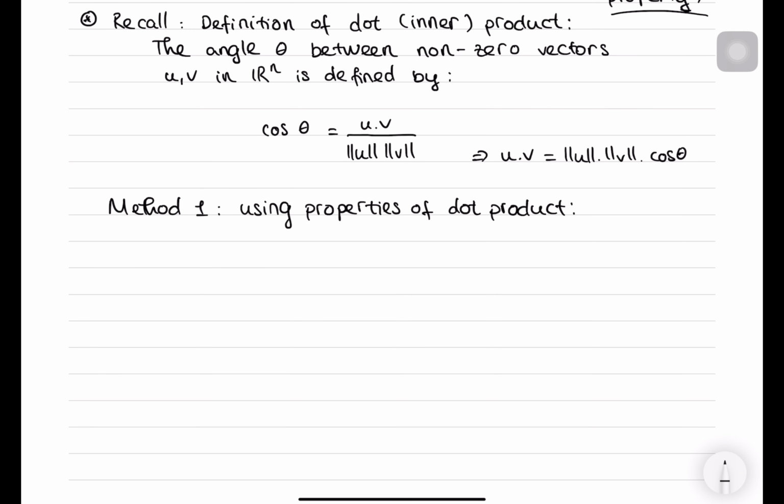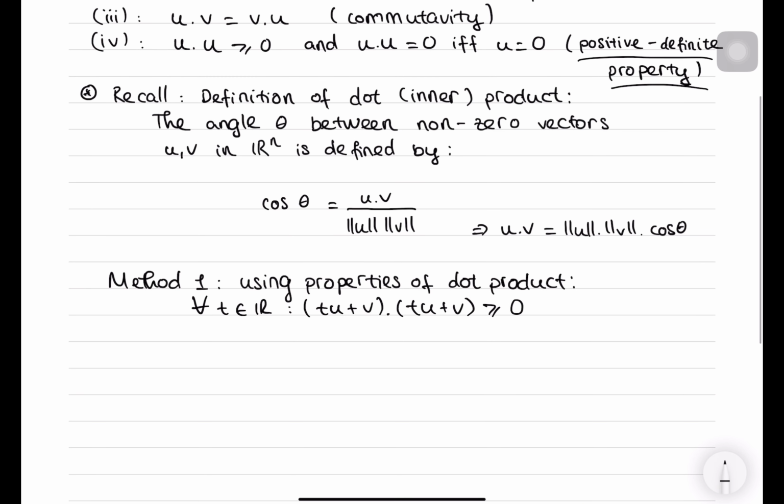So, to prove this, for any real number t, we're going to have tu plus v multiply by tu plus v. It's going to be greater or equals to 0. And it's the positive definite property that we have mentioned.